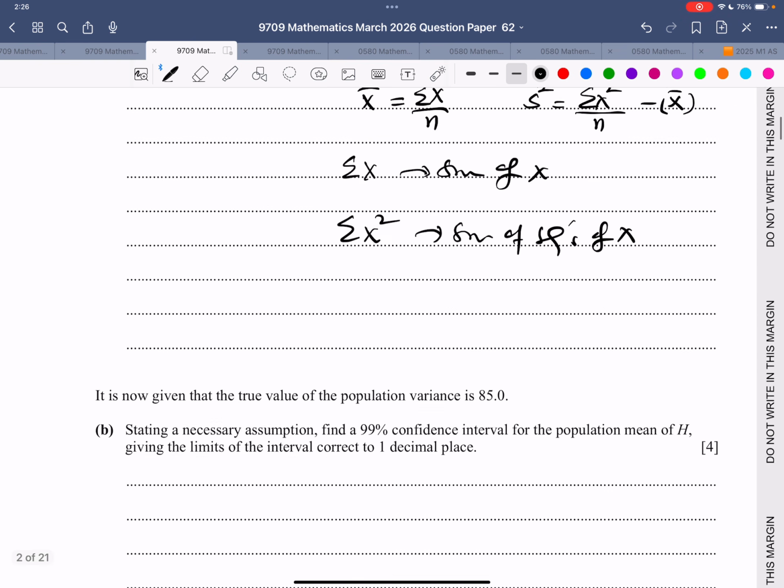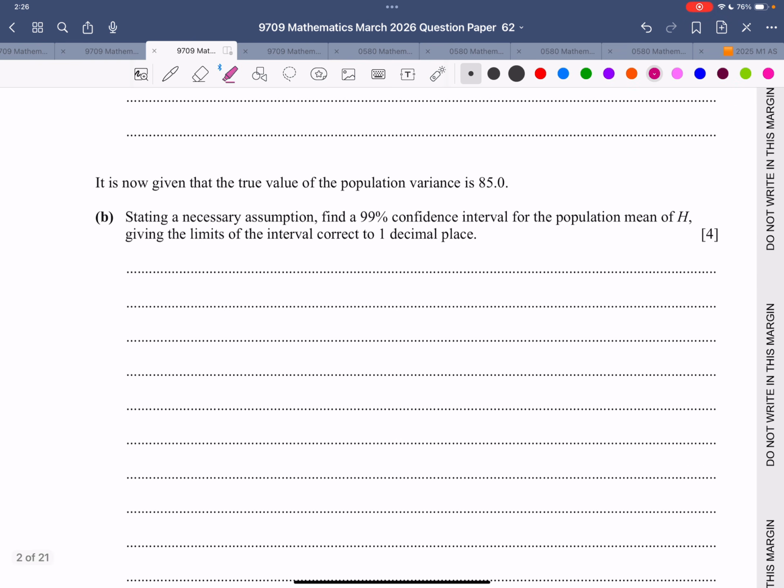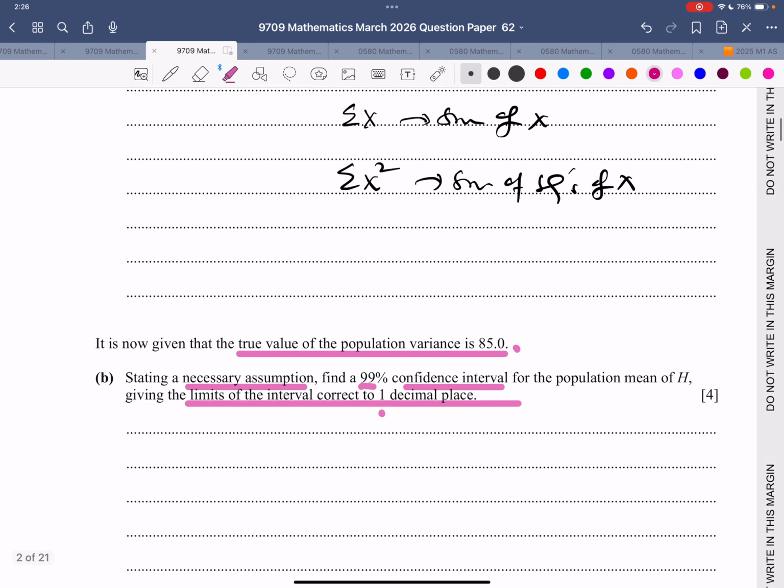That's the first thing. Then it says it's now given that the true value of the population variance is 85, stating a necessary assumption. Find the 99% confidence interval for the population mean, given that the limits of the interval are correct to 1 dp, therefore work in 2 dp.